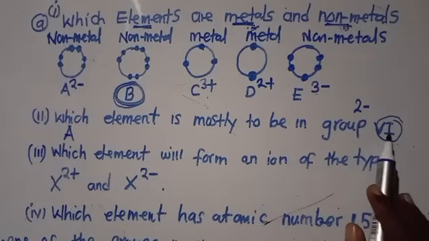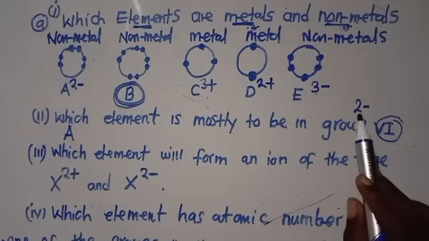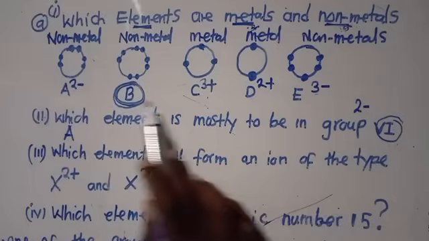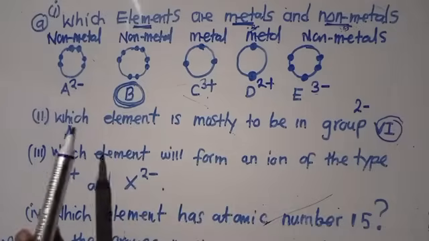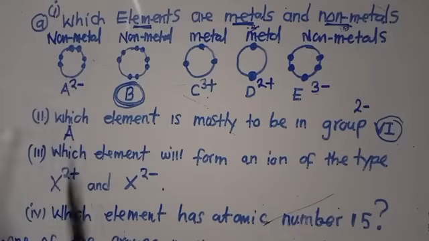Elements in group 6 gain 2 electrons. In group 6, they gain electrons for them to be stable. So for them to reach 8, they need to gain 2. Since they are gaining, gaining attracts a negative charge, so it forms 2 minus. So which one is forming 2 minus here? A is forming 2 minus. We've answered that.